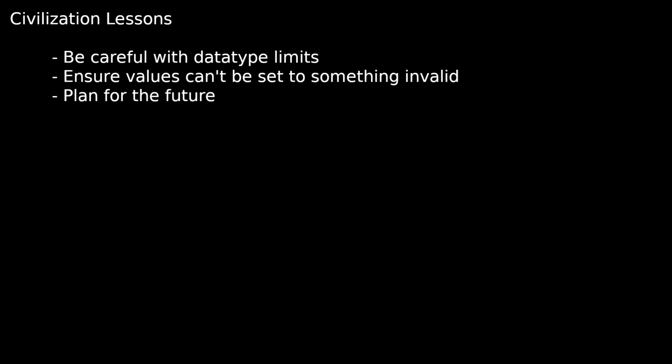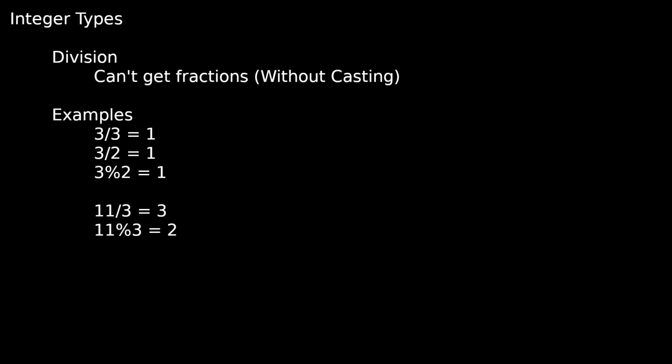Each has limitations in how large or small of numbers it can hold, as well as limitations on the data they may represent. Let's take the integer types as an example. They only represent whole numbers without fractions. If you have 2 integers, such as 3 and 3, dividing 3 by 3 yields 1. Dividing 3 by 2 also yields 1. The aforementioned modulo operator is useful in such cases as it'll let you know the remainder. In the case of 11 divided by 3, the result is 3, and 11 by 3 has a remainder of 2.